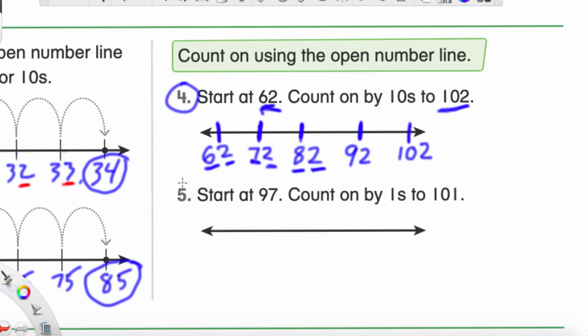All right, number 5. You're going to start with the number 97 on your number line and end with the number 101. And you're counting by ones. So counting by ones, start at 97, and make your number line go all the way to 101. I will give you guys a minute here to finish this problem.